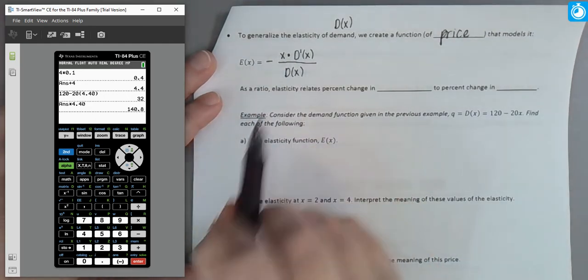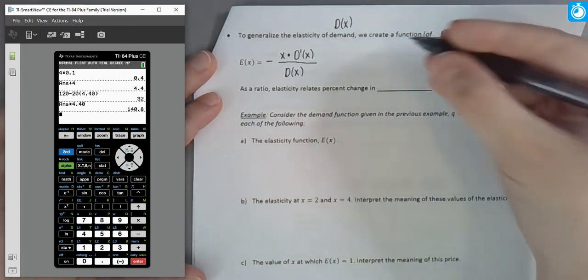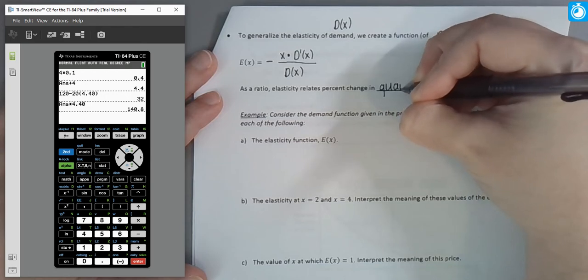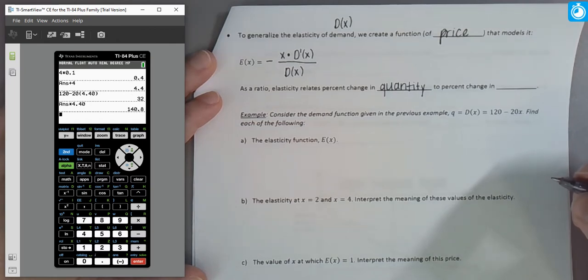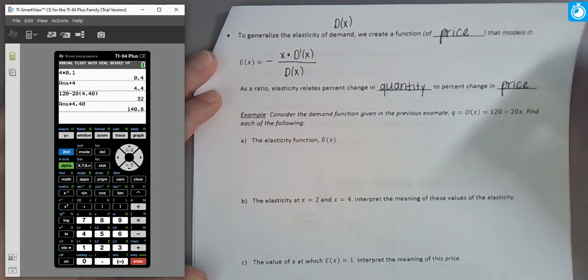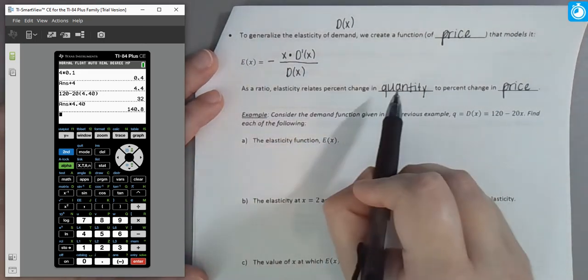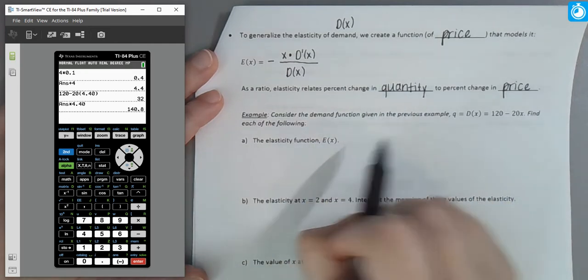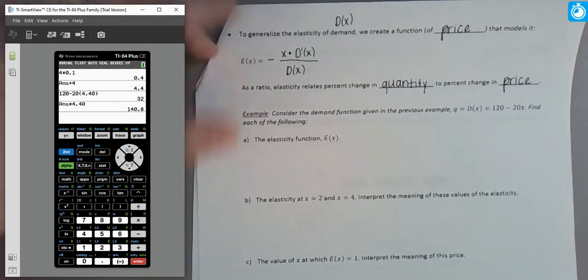So elasticity is a ratio, and the ratio means something very specific. It's going to relate percent change in quantity, in other words, the quantity demanded, the number that people are willing and able to purchase, to the percent change in price. So the change in price is what we have control over. The change in quantity is determined by market factors, and the elasticity is going to tell us what kind of change in quantity we should expect if we make specific changes in price. So let's practice finding an elasticity function, and then I'll show you how this is used.